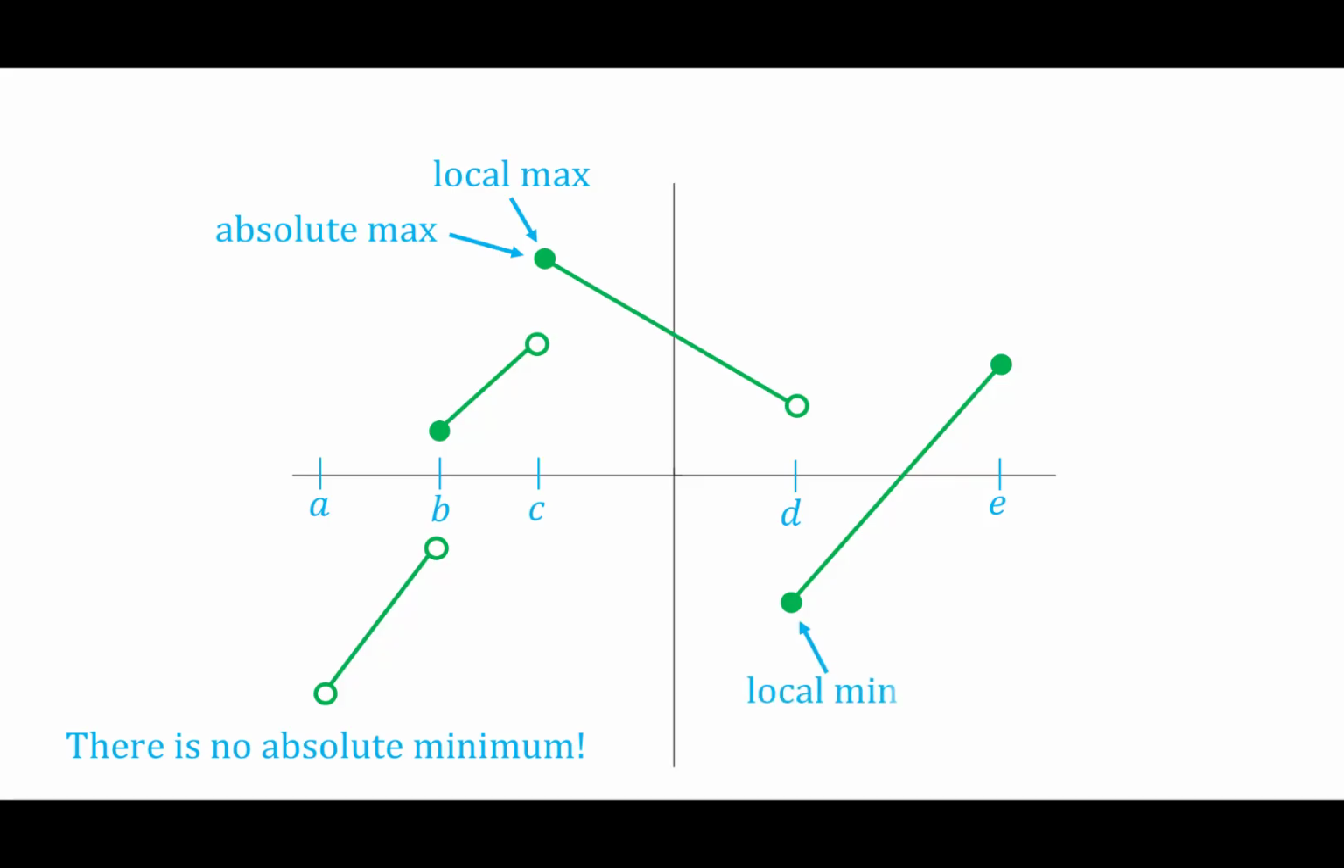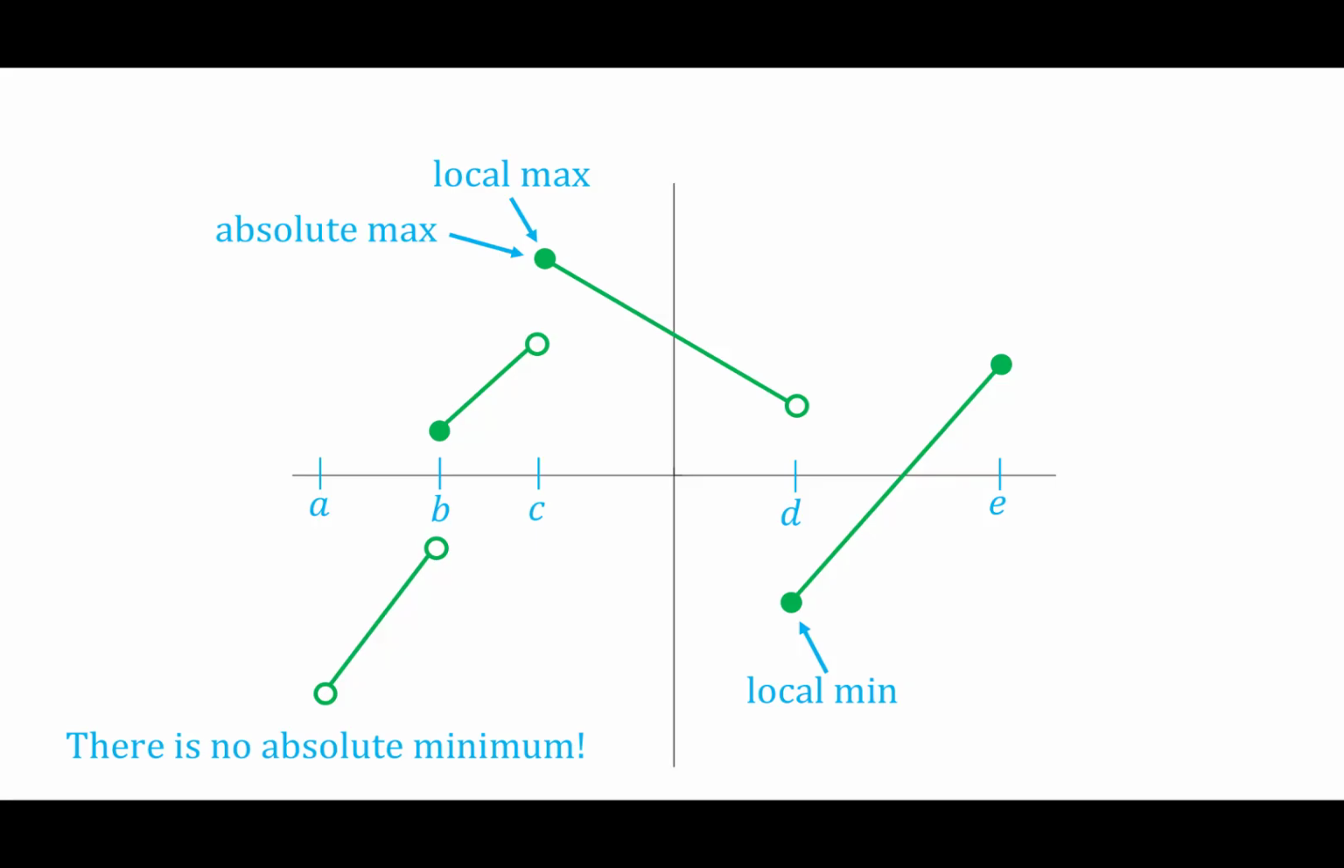At d, there's a local minimum, because f of d is less than or equal to f of x when x is near d. That's it for extreme values, but you might be wondering, what about at the numbers b and e? At b, that's not a local maximum or minimum, because if you go a little bit to the left of b, you have function values that are less than f of b. If you go a little bit to the right of b, you have function values that are greater than f of b. So any open interval that you put around the number b will have function values greater than and less than f of b.